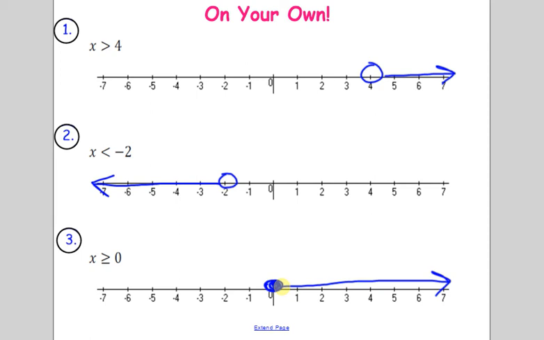Okay, pause the video if you're not done because I'm going to go over the answers. So for number 1, we had 4 right here, and the arrow is pointing to the right. For number 2, we had the arrow on the -2, and the arrow is pointing to the left. And then for number 3, it was a closed dot, and it was on the 0, and the arrow was pointing to the right.